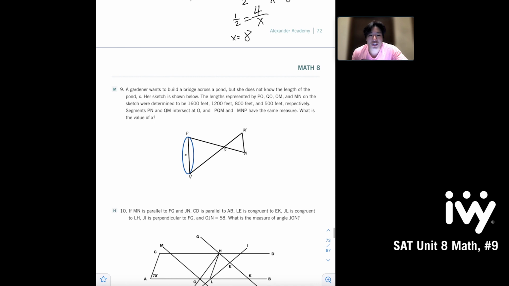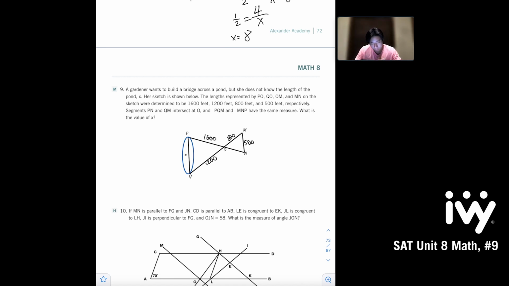Okay, question 9. A gardener wants to build a bridge across a pond, but she does not know the length of the pond x. Her sketch is shown below. The lengths represented by PO, QO, OM, and MN on the sketch were determined to be 1,600 feet, 1,200 feet, 800 feet, and 500 feet, respectively. So let's go ahead and write those in. PO is 1,600, so that's right here. QO is 1,200, so let's write that in right here. OM is 800, let's write that in here. And MN is 500, so that's right here.